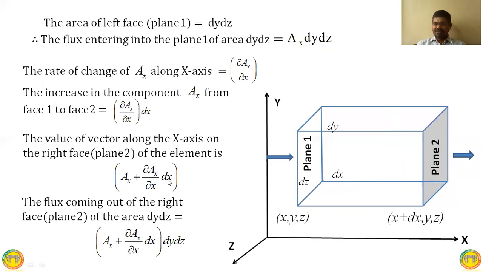Now, we are calculating the amount of flux coming out of plane 2. Here at plane 2, the value is Ax plus ∂Ax/∂x into dx. It should be multiplied with area, and we get flux. Therefore, the flux coming out of the right face, or plane 2, of area dy dz is given by Ax plus ∂Ax/∂x into dx, multiplied with the surface area, that is dy dz.